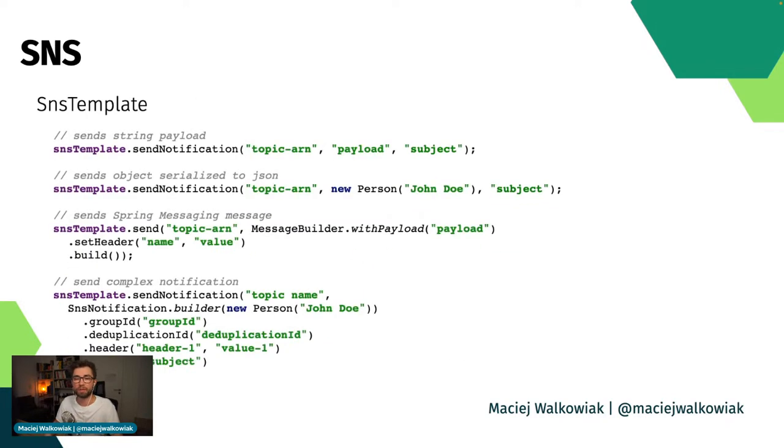And then we have also SNS template for the part of sending messages. So there are multiple very convenient methods that handle automatic deserialization. It also works with the Spring messaging interfaces. And also we've added a new method for sending complex notifications where you have this nice fluent interface that auto-completes for you. And this is especially important for sending messages to first-in, first-out topics where you have to provide a group ID and a deduplication ID.